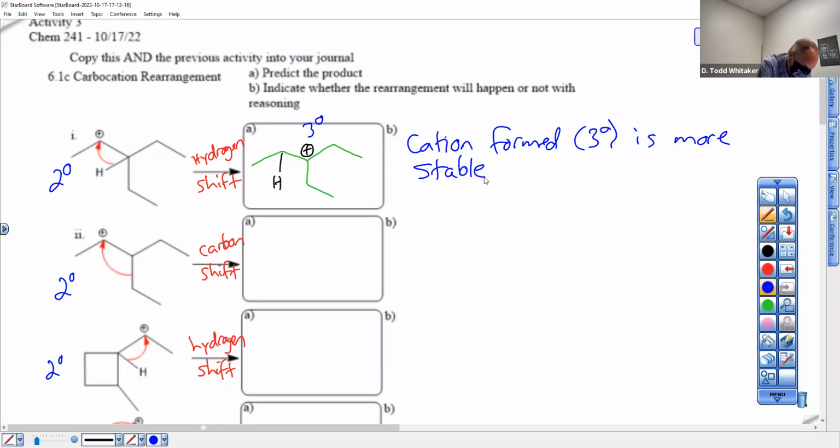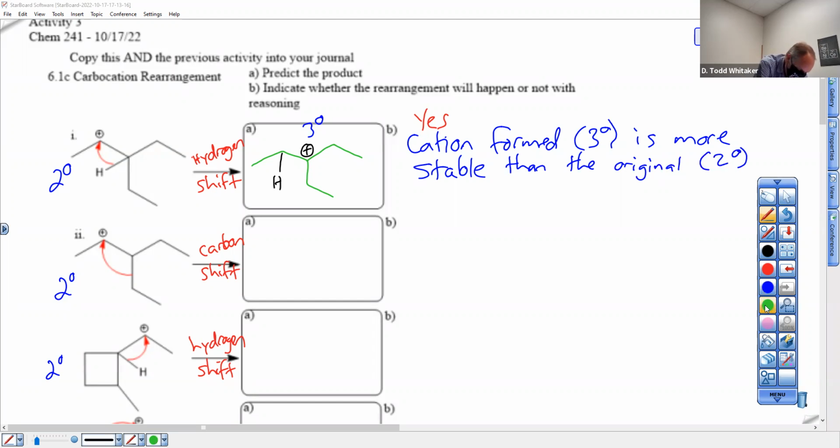So I guess predict the product, indicate whether, as we say yes, it will happen because the cation formed is more stable than the original, which was what category? Secondary.